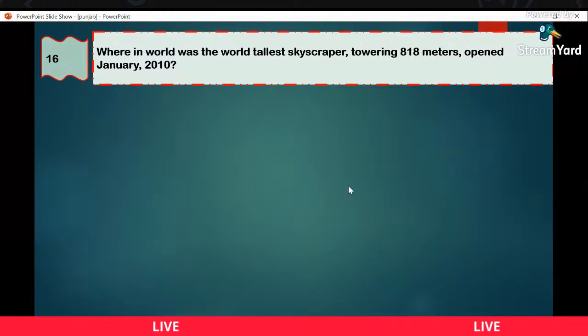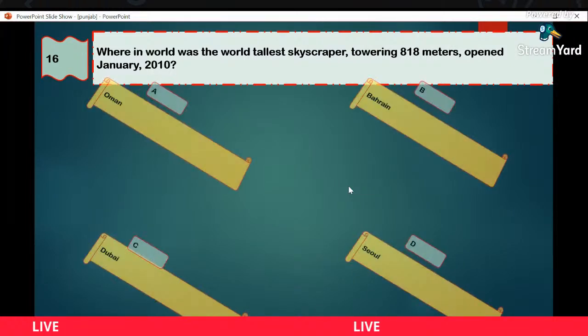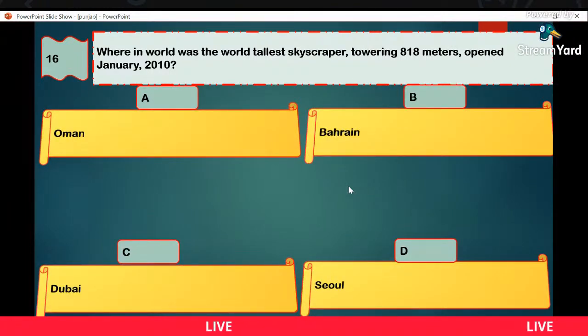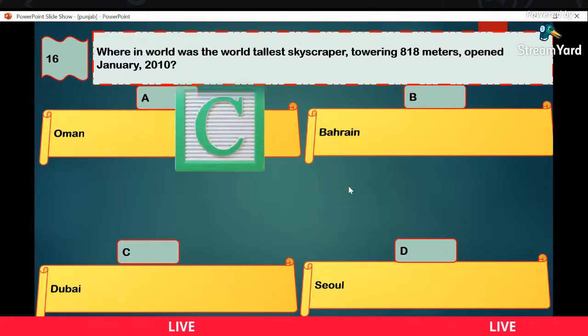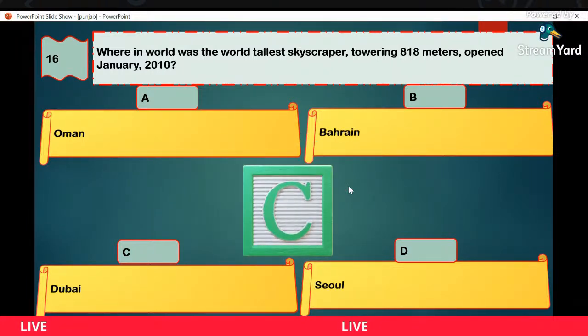Where is the world's tallest skyscraper, measuring 818 meters, opened in January 2010? Oman, Bahrain, Dubai, Seoul. Deepa going with C. Burj Khalifa. Let's see. C is the correct answer.